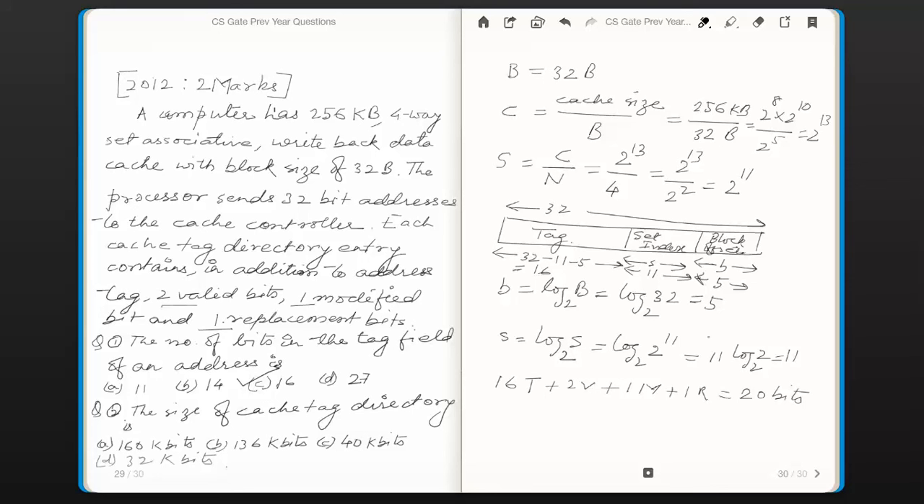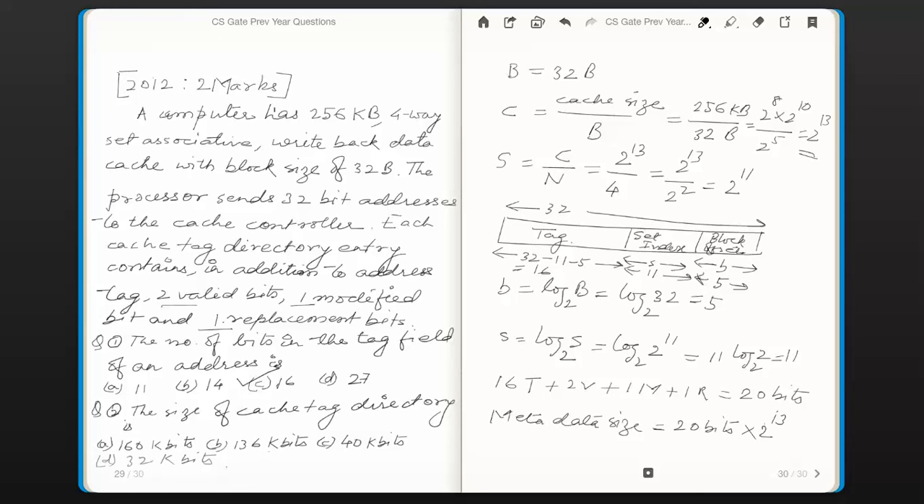Now there are 2 to the power 13 cache blocks, right? So overall the size of the metadata, or the tag directory size, is equal to 20 bits into the number of cache blocks, that is 2 to the power 13. So it is 20 into 2 to the power 13.